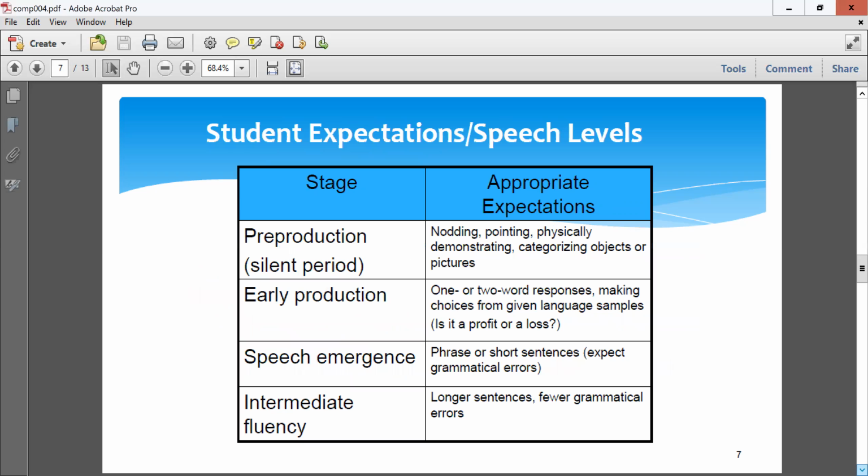So in the pre-production or silent period, you can expect students to nod, point, physically demonstrate, categorize objects or pictures. In early production, as I said before, they may respond with a one or two word response. And then in speech emergence, you have your phrases, and intermediate fluency, or even advanced, is the longer sentences with fewer grammatical errors. Now, this is not to say that we don't encourage students to go beyond where they are. We do. We have high expectations, and we want to encourage students to try, of course, speaking more and providing more information.